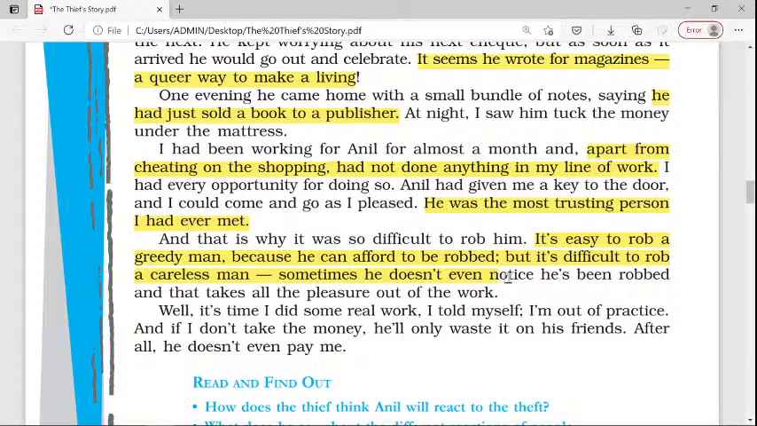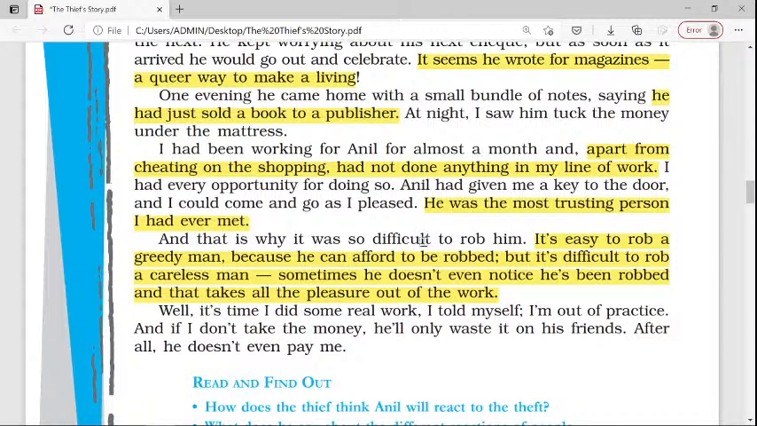Sometimes he doesn't even notice that he has been robbed, and that takes all the pleasure out of the work. If you rob someone and he doesn't know that he has been robbed, then what is the pleasure in robbing him? There is no pleasure, because he doesn't know. Therefore Anil belongs to the second category. Anil is a very careless person; he doesn't even notice that he has been robbed. So it's very difficult to rob a careless person, whereas it's very easy to rob a greedy man, because he can afford to be robbed.